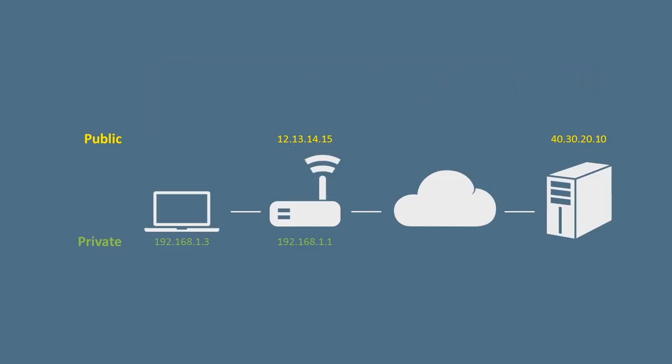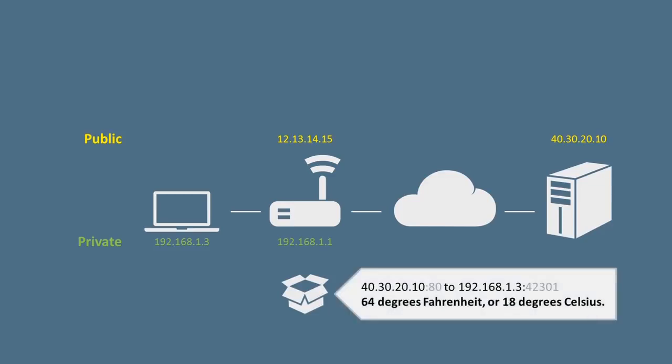Now that our home router has received the response, it's time for another tiny lie. It creates a packet that looks as if it was addressed from the web server directly to Jane's laptop, which is not what happened, but that's all Jane's laptop needs to know because it doesn't care about how it got there. It just wants to get the packet and get this over with.